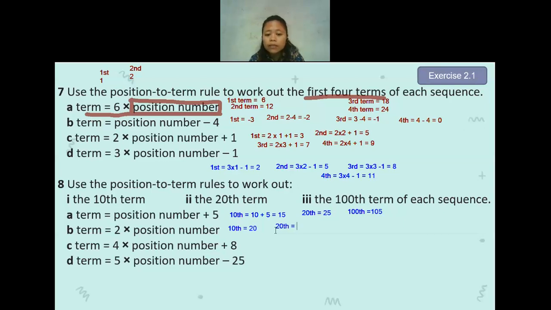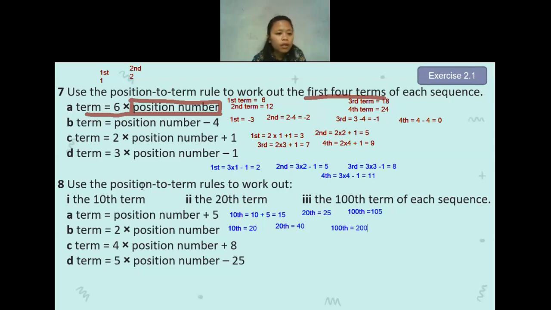How many is it for the 20th term? Through the chat it says 40. Yes, it will be 40, not 200. Is there anyone confused? 2 times the position number, so 2 times 20 is 40. Now for the 100th term, it will be 200. Okay.